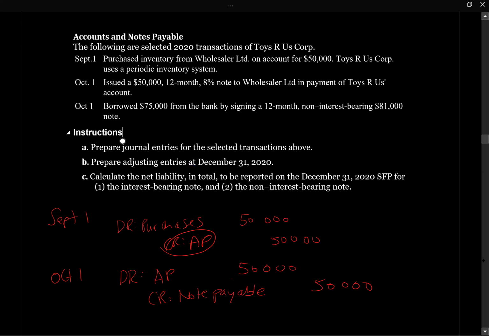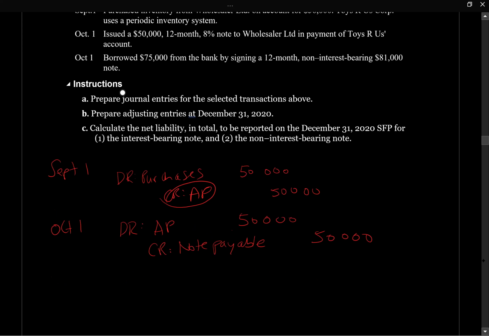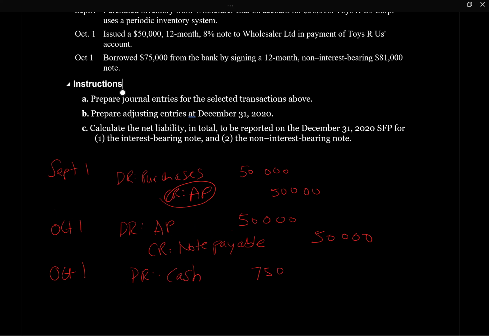And on October 1st, they also borrowed $75,000 from the bank by signing a 12-month zero interest-bearing note. So another transaction on October 1st, they're going to get cash this time of $75,000, and they're going to have another note payable for $75,000. Okay, that's a lot of transactions.